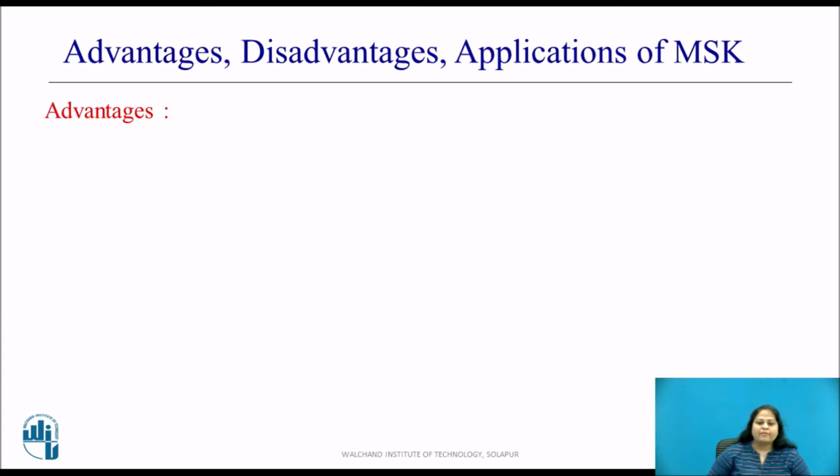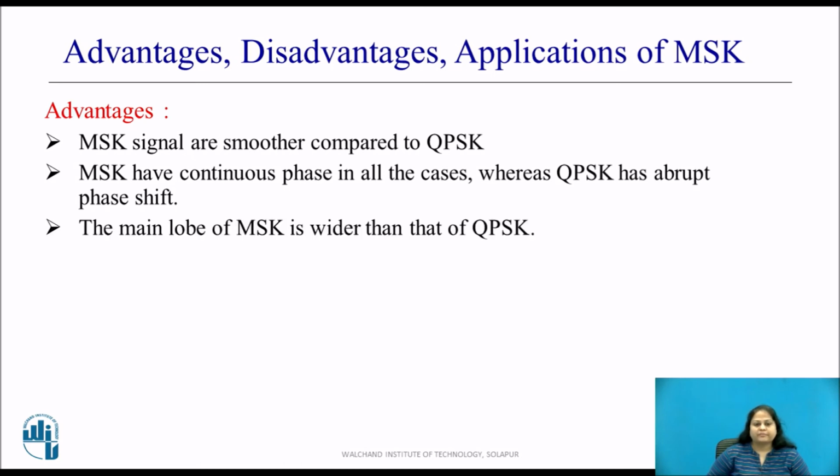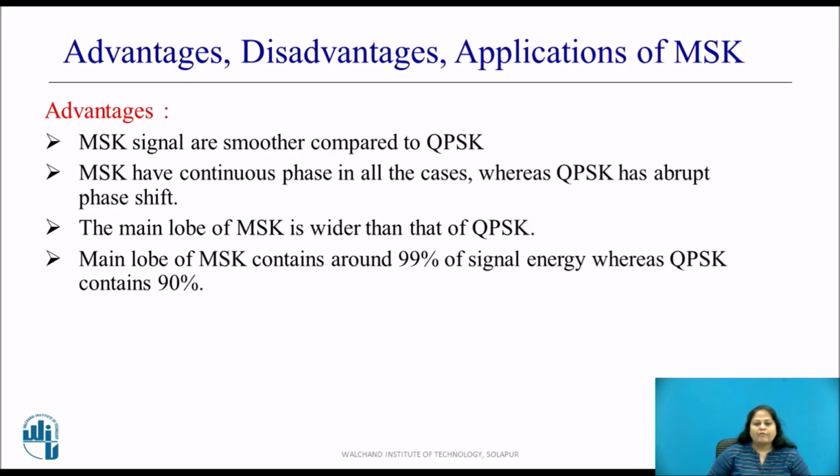Let us now see the advantages and disadvantages of the MSK signaling scheme. MSK signals are smoother compared to QPSK. They have continuous phase in all cases, whereas QPSK has abrupt phase shifts. The main lobe of MSK is wider than that of QPSK, and the main lobe of MSK contains around 99% of the signal energy, whereas QPSK contains 90%.